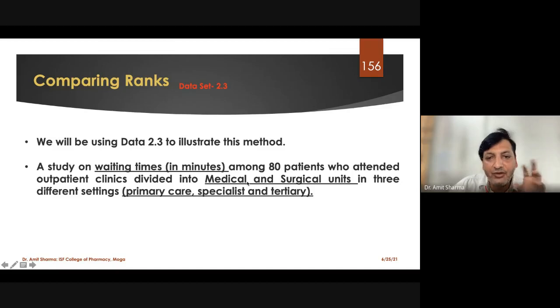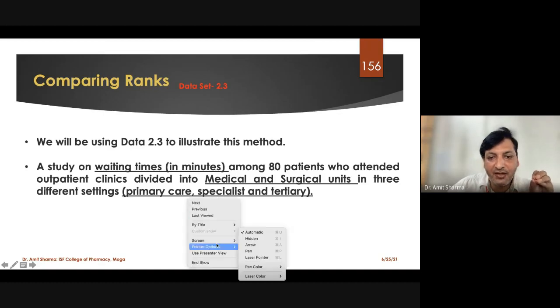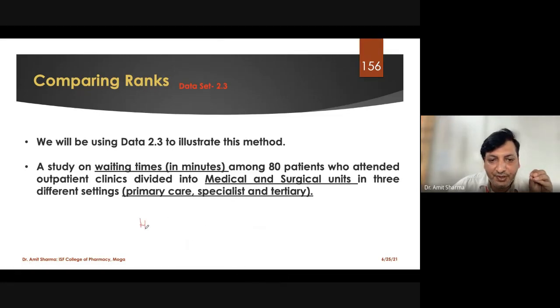That means the hospital has two different wards: one is the medical ward and the second is the surgical ward, the surgical unit. But this is further divided based on specialty: primary, specialist, and tertiary. I will draw what the study design says. We have a hospital with two different departments, the medical ward and the surgical ward, and each is further divided into three units: primary care, specialty, and tertiary. This one also has primary care, specialty, and tertiary.